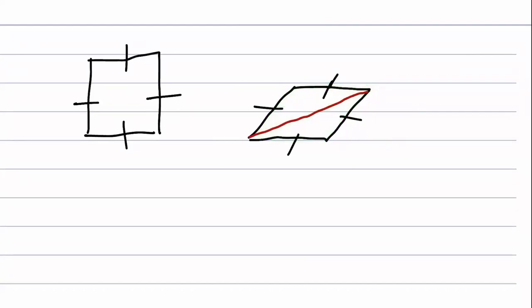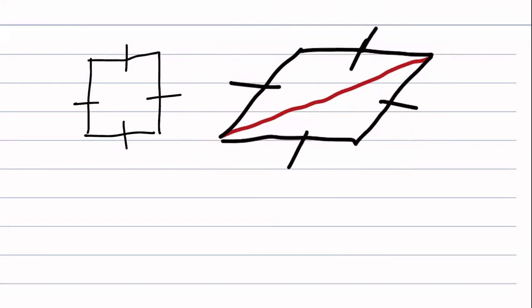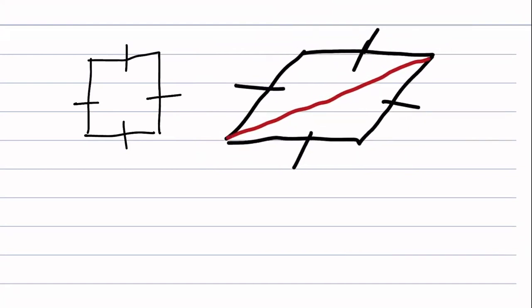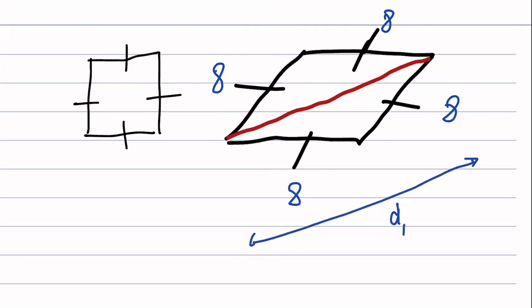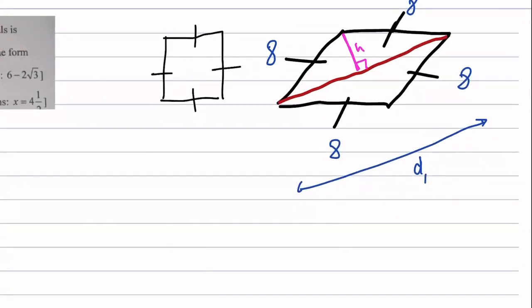Let me make it a bit bigger. Let's say I give it some length. For example, this is length 8, 8, 8, 8. Then what's the diagonal? I don't know the diagonal length, so I'll just label this diagonal as D1. Do you notice that this is the perpendicular height? So how do you find the area of one such isosceles triangle?